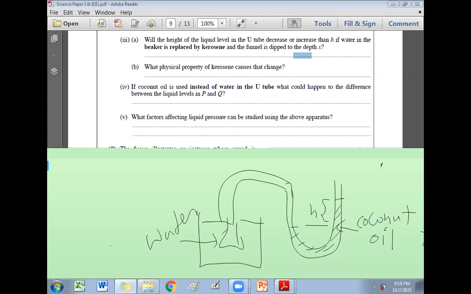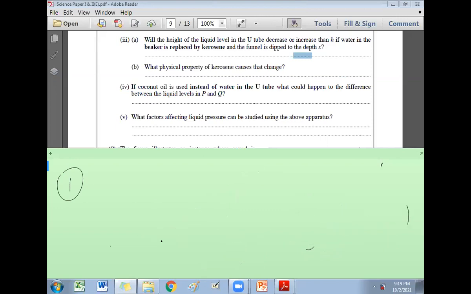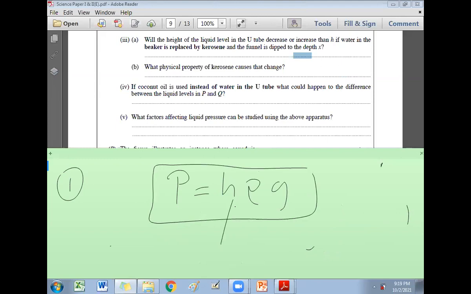Very good question. Part 5. What factors affect the liquid pressure? Studied in this apparatus. Using this apparatus, which factors affect the liquid pressure? Again, I told you liquid pressure depends on what factors. Look at the screen again. Remember the factors affecting the liquid pressure using this equation, P equals h rho g. What are the factors affecting the liquid pressure? Height of the vertical, not just height, vertical height of the liquid, not the container. Height of the liquid column.